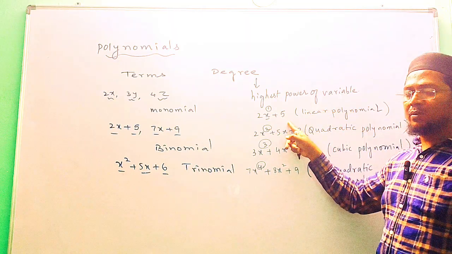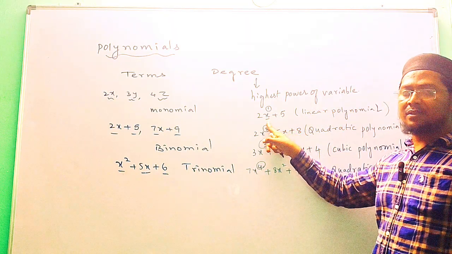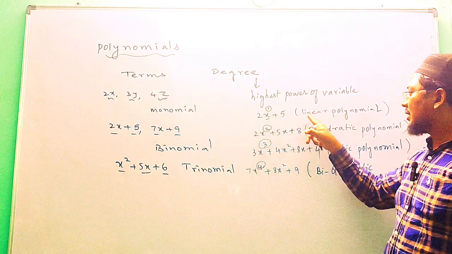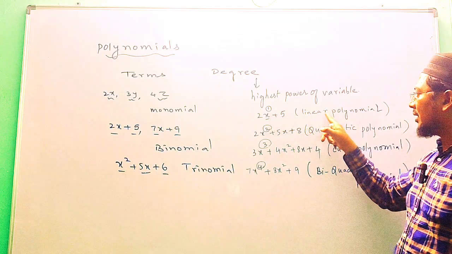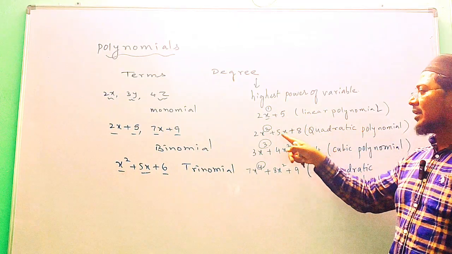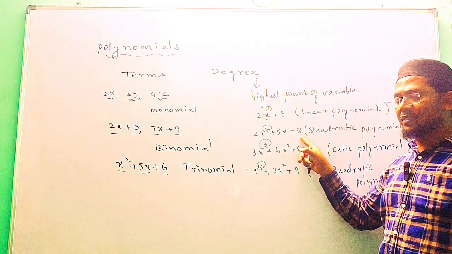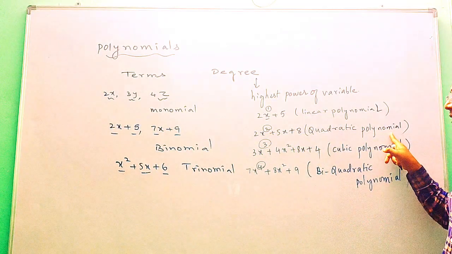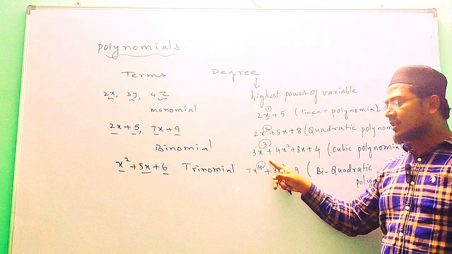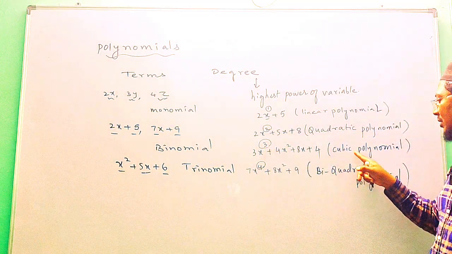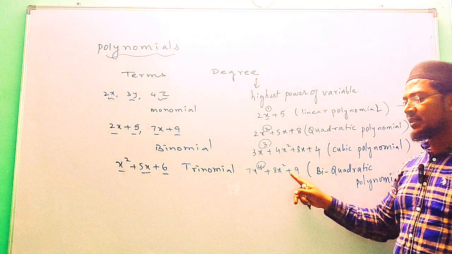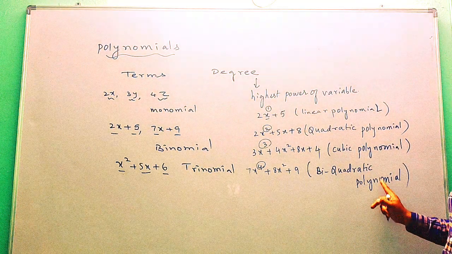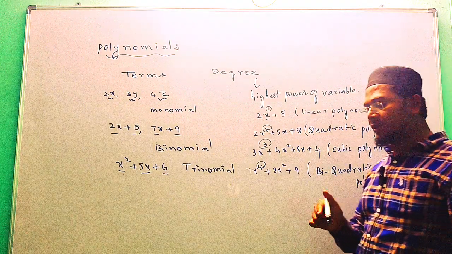So here in this example 2x plus 5, what is the variable? x is a variable. So what is the power of x? Power of x is 1. So what is the degree? 1. Degree 1 means what? Linear polynomial. In the second case, we have seen 2x square plus 5x plus 8. So what is the highest power of x here? 2, which means quadratic polynomial. In the third case, the highest power is 3, so that is what? Cubic polynomial. In the fourth case, the highest power is 4, which means what? Biquadratic polynomial. So these are the types of polynomial based on the terms and degree.